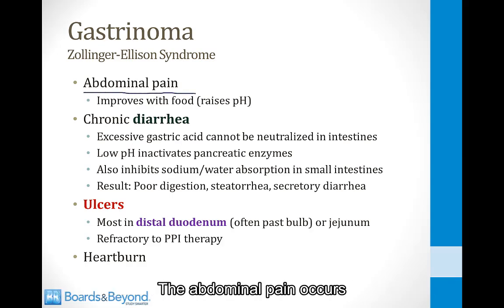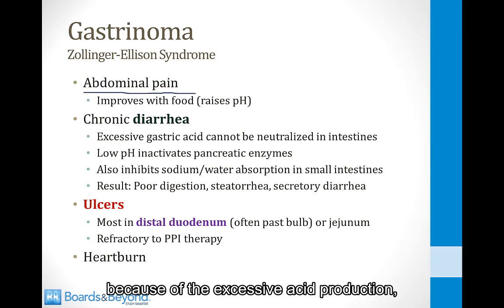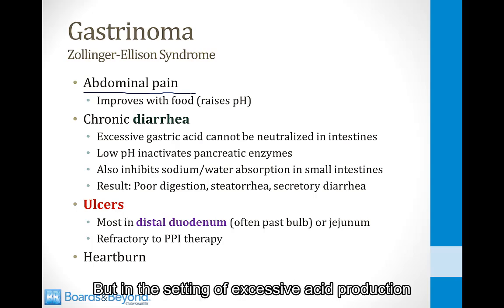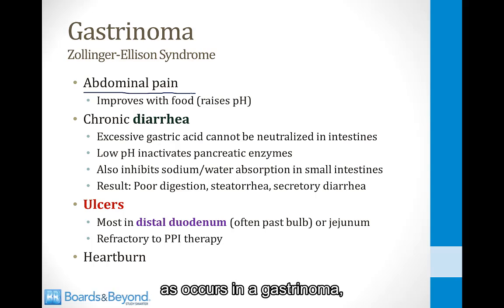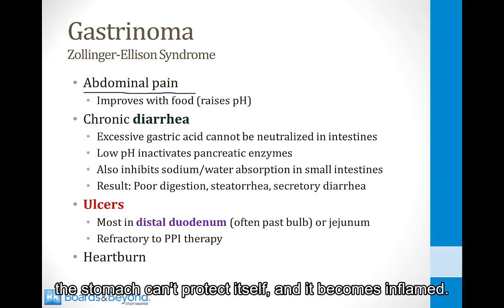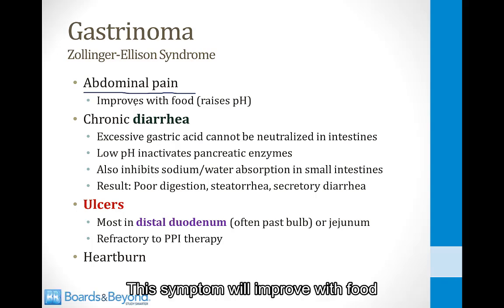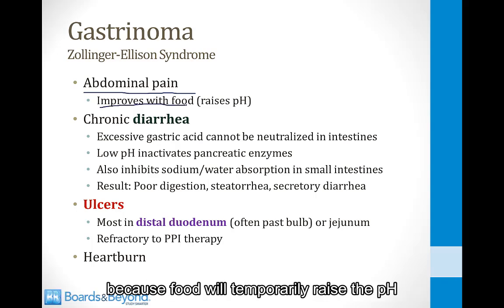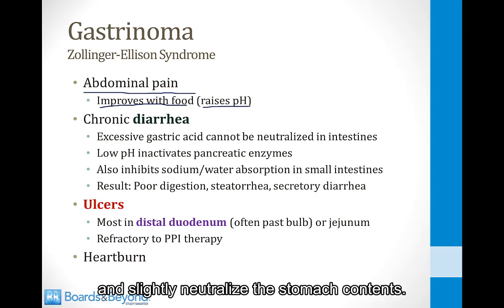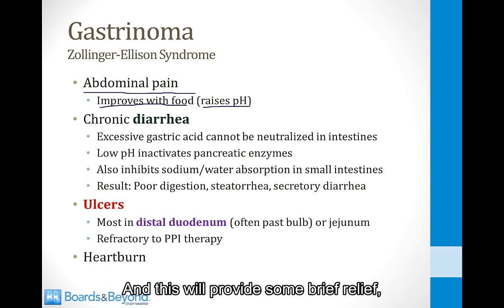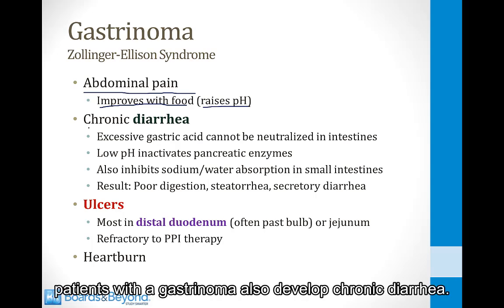The abdominal pain occurs because of the excessive acid production. Acid is damaging to the stomach, but normally your stomach can protect itself with mucus and bicarb. But in the setting of excessive acid production, as occurs in a gastrinoma, the stomach can't protect itself and it becomes inflamed. This symptom will improve with food because food will temporarily raise the pH and slightly neutralize the stomach contents, and this will provide some brief relief. Patients with a gastrinoma also develop chronic diarrhea.